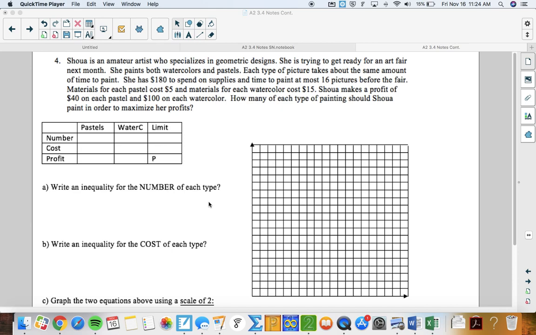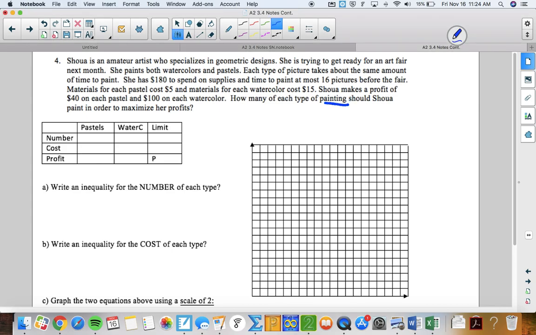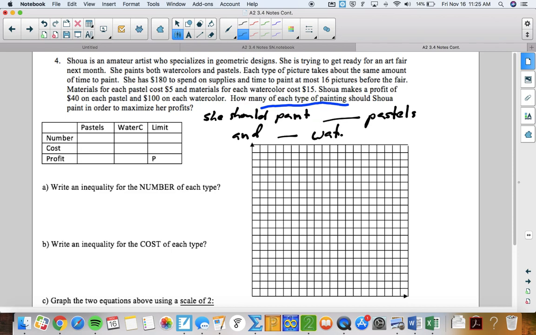So we have two different types of paintings. We're done when we know how many of each type of painting she should paint. We could almost start answering the question, then just fill in the blanks once you know it. So let's go with this: 1, she should paint blank pastels and blank watercolors. We unfortunately don't know how many of each. We're supposed to find that out.